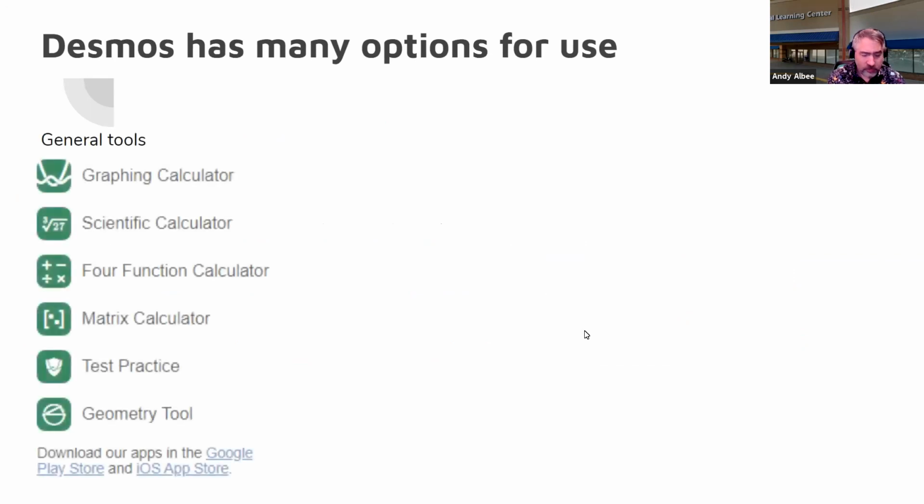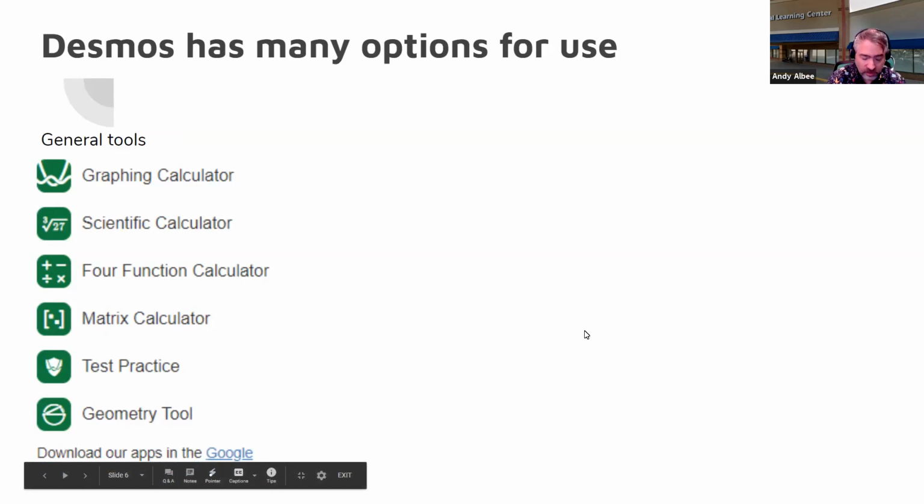So the options we can think about when we're jumping into Desmos: if you just go straight to Desmos, we've got the general tools that are involved there, just the graphing calculator, the 4-function calculator, the geometry tool. Go to desmos.com. You've got access to all of these where you can just get in and use them or play with them or have your students look at them.